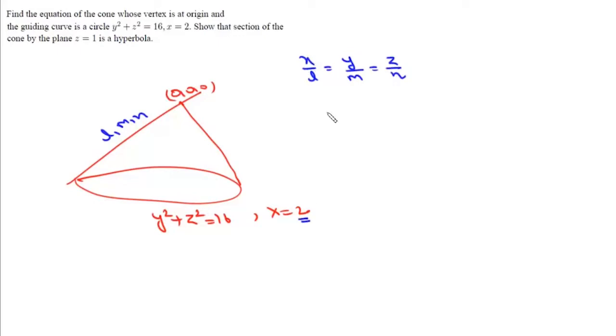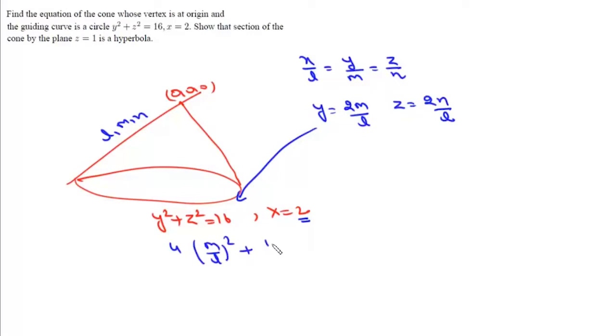Now if we put x as 2, we get y as 2M by L and z as 2N by L. Now this point will lie on this curve, so it will be 4M by L square plus 4N by L whole square, and it will be equal to 16. Now this 4 and 4 will cancel, so we'll get this 4 here. Now we need to eliminate M and N.